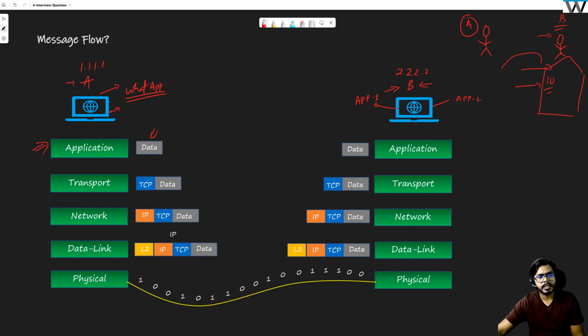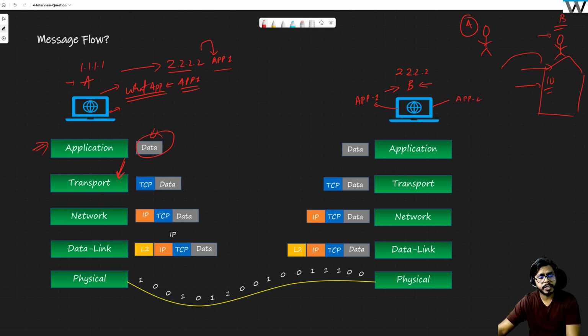So this message, the WhatsApp application, I'm calling it app 1 here. So what exactly is A saying? I want to communicate to 2.2.2.2, and on this 2.2.2.2, I specifically want to communicate to app 1. This information, along with data, says that I want to do this. It reaches to here.